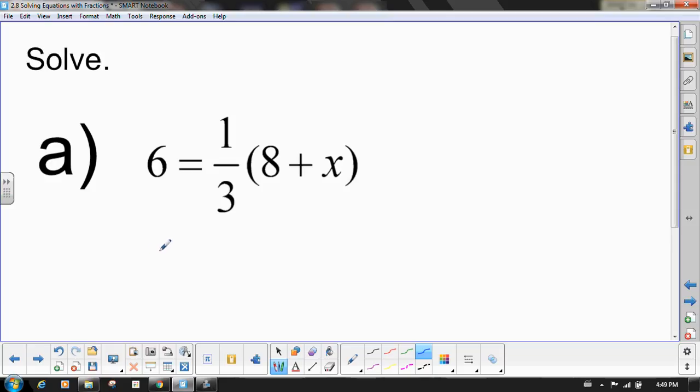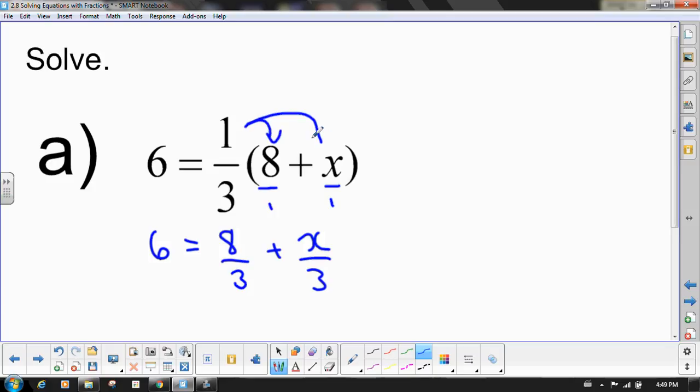Anytime we're solving and we see a bracket, let's go ahead and get rid of that bracket. Remember, the denominator underneath each of these things, if they're nothing, is a 1. So if I multiply 8 by 1/3, we're going to get 8 over 3 plus x over 3. Because that 1/3 distributes to both of our terms.